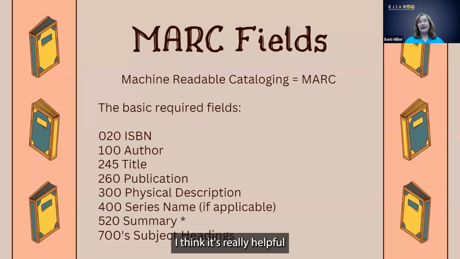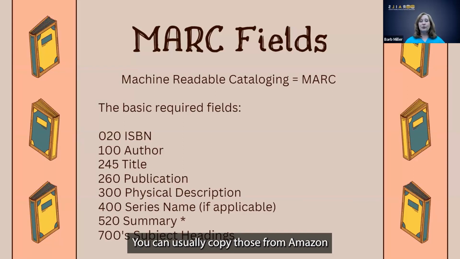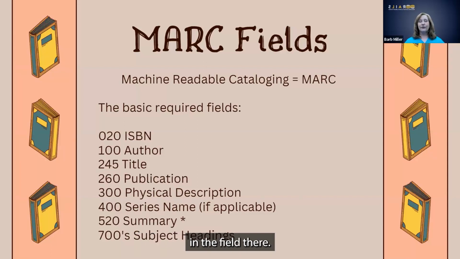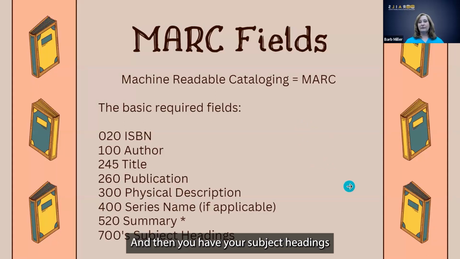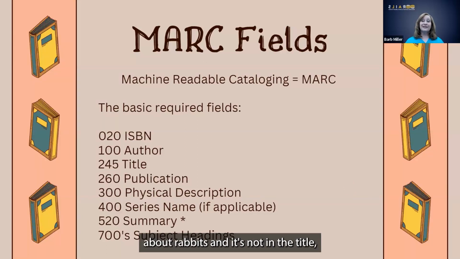Summary. I think it's really helpful to give the kids some idea what a book is about. You can usually copy those from Amazon and just give credit to Amazon in the field there, or if you're importing a record, it should be in there. And then you have your subject headings. And that's what I alluded to before when I said if you're looking for a book about rabbits and it's not in the title, it would be in the subject heading. So that tells us more about what the book is about.